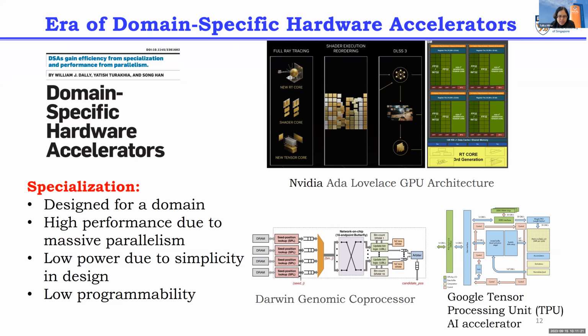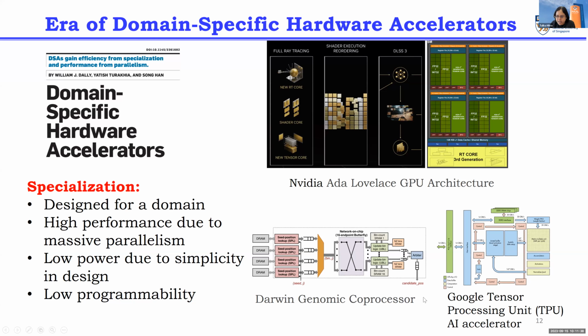So we moved into this era of domain-specific hardware accelerators, which are everywhere today, right? Instead of general-purpose processors, now we have these very, very specialized architectures that are designed for a particular domain. They provide high performance due to massive parallelism.